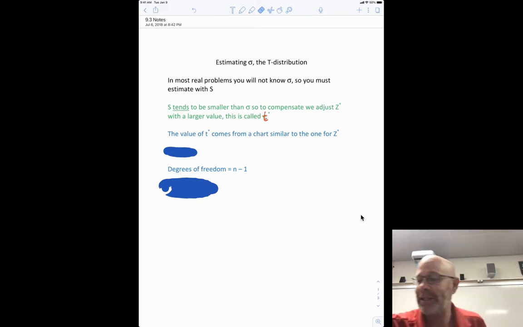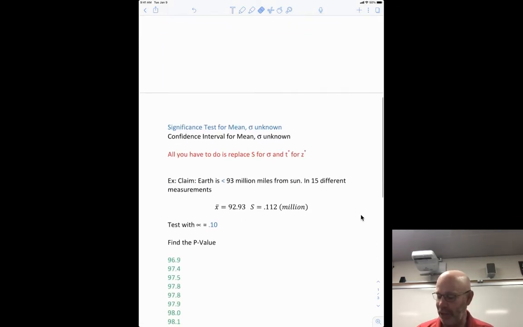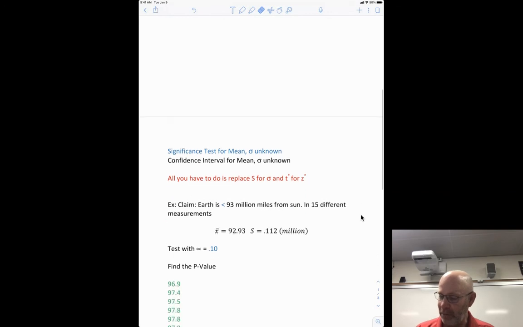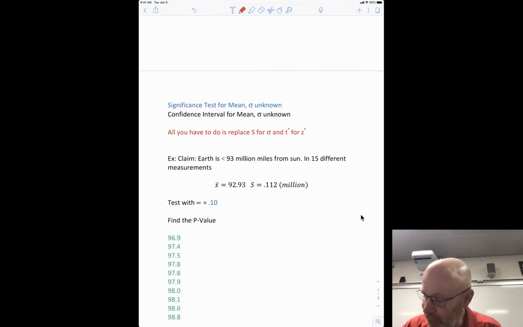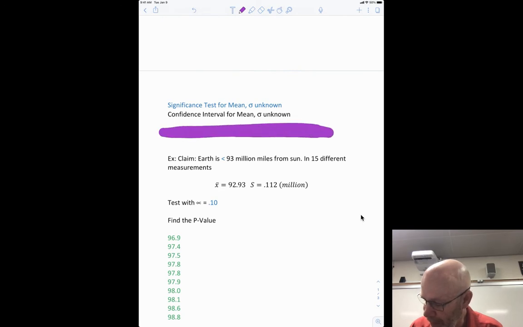So basically what I'm going to do is just walk you through an example problem. We're going to do a hypothesis test and a confidence interval. And it's very straightforward. It's going to feel pretty much like what we've been doing. We just have to make some minor changes. So let me do a little bit of covering up here. Sorry, I should have done this before.